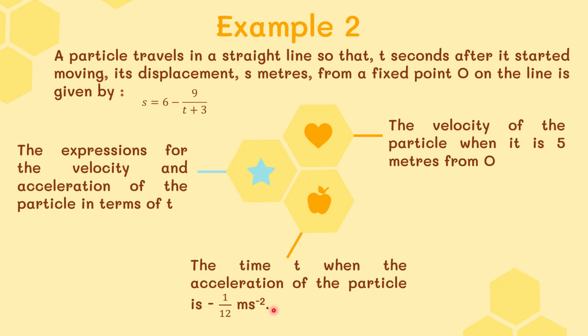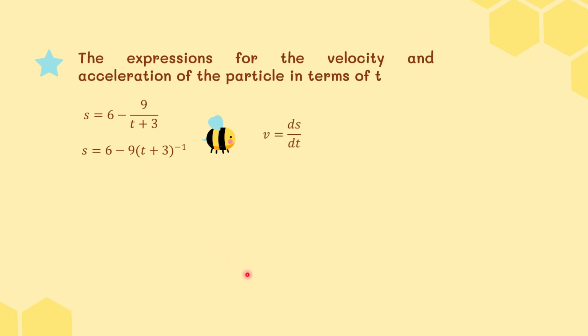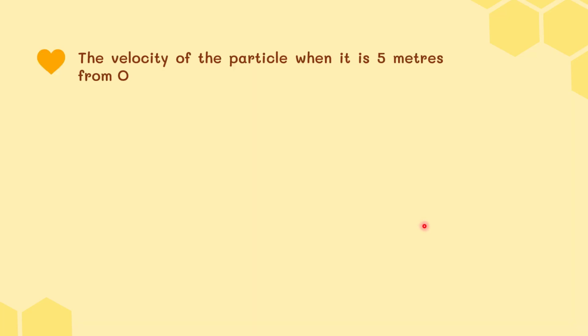So for the first question, we will find the velocity from the distance equation. Let's differentiate: v equals ds/dt. So we have ds/dt is 9 times (t plus 3) to the power of negative 2. And now for a, which is dv/dt, it will be minus 18 times (t plus 3) to the power of negative 3. Let's move to the next question.